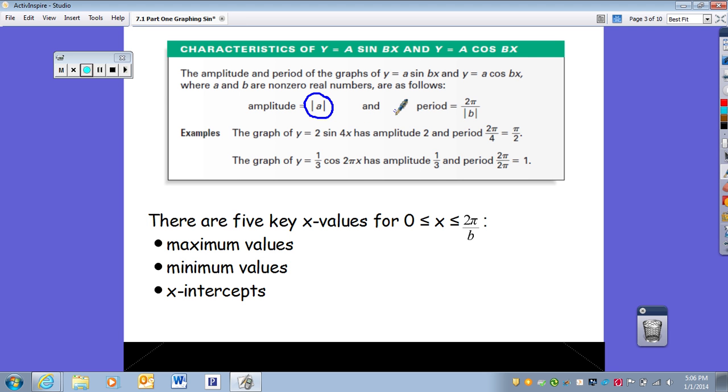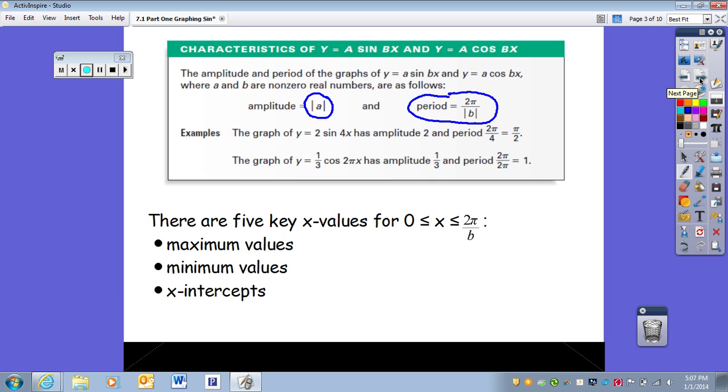Then we want to find the period, which is the length of our cycle. It can be found by taking 2 pi divided by the absolute value of b. Here are a couple of examples where we have found the amplitude and the period using different sine and cosine functions. The other thing we want to remember to find are the 5 key values for our sine or cosine functions: the maximum values, the minimum values, and also the x-intercepts. We can do that by using just a simple table.